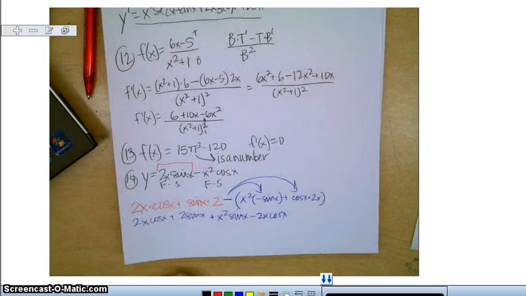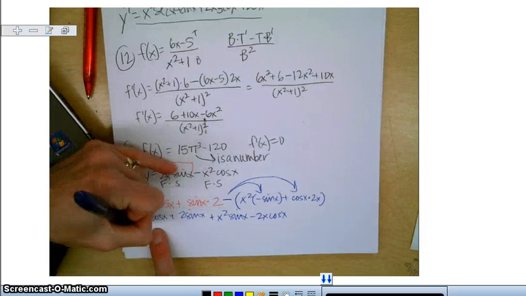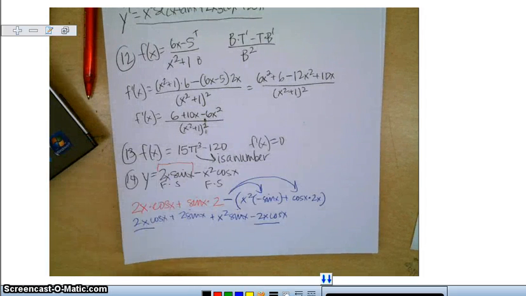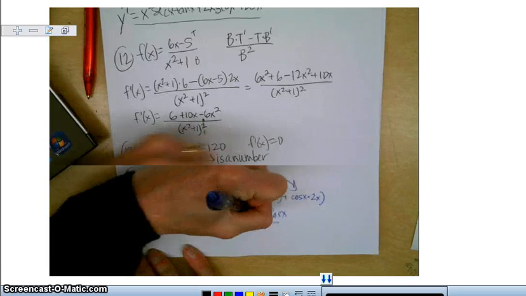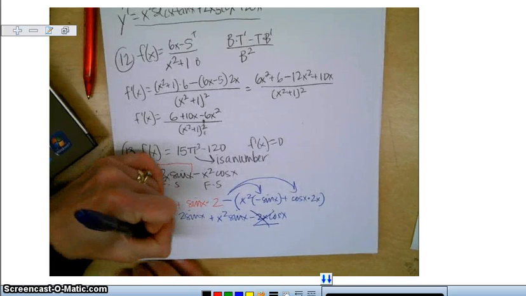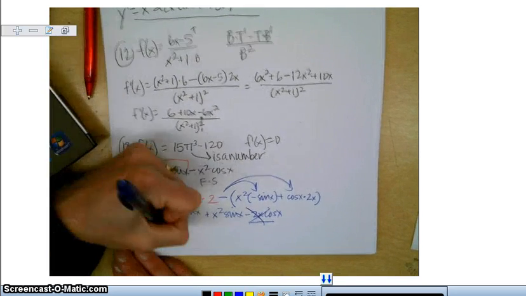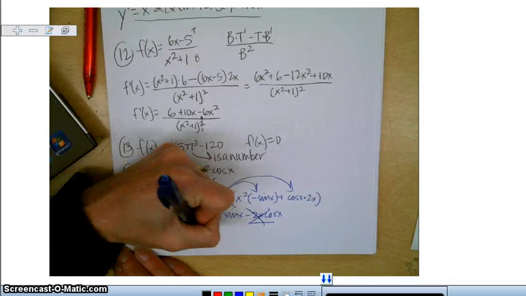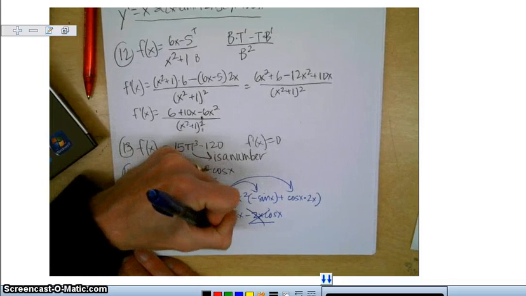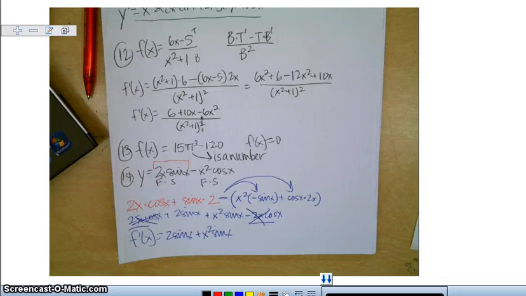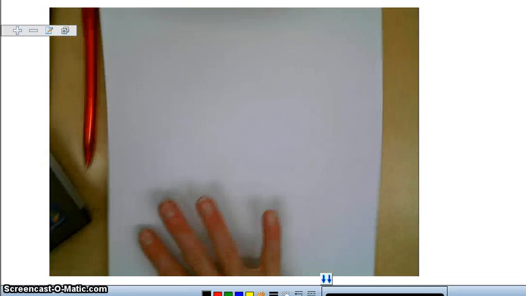And what happens here is this term and this term are alike, so they're going to cancel. And my derivative, f prime of x, is 2 sine of x plus x squared sine of x. And I can leave it, or I can factor out a sine. Either way is fine. All right, now let's move on to number 15.